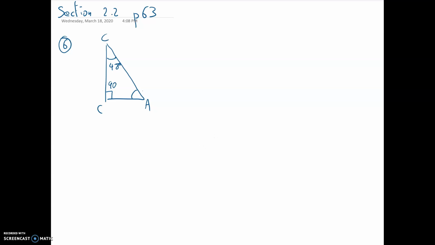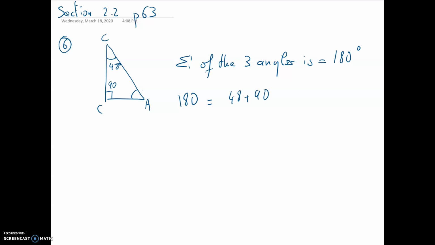All right? So in every triangle, what we are going to say is the sum of the three angles is equal to 180 degrees. So I'm going to say that 180 degrees is equal to 48 plus 90 plus the angle A. And so A is going to be equal to 180 minus 48 minus 90, which is 180 minus 138, and that gives me 42 degrees.